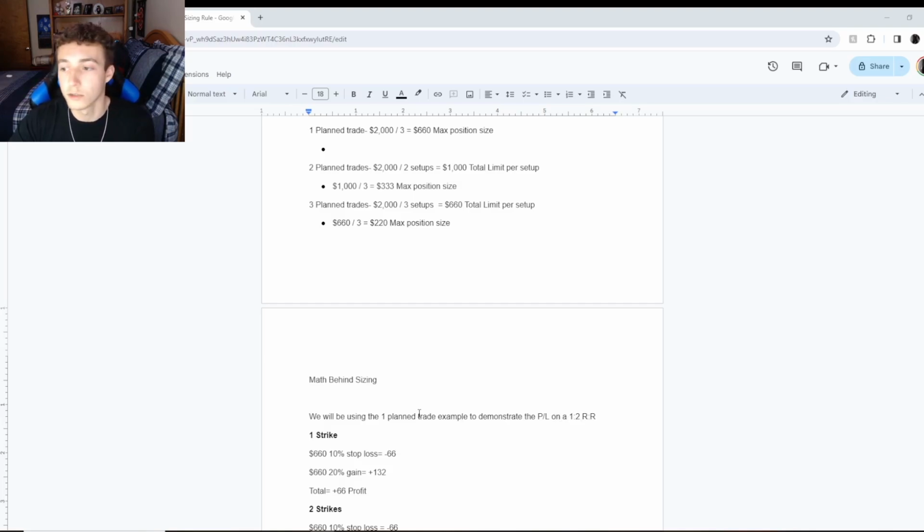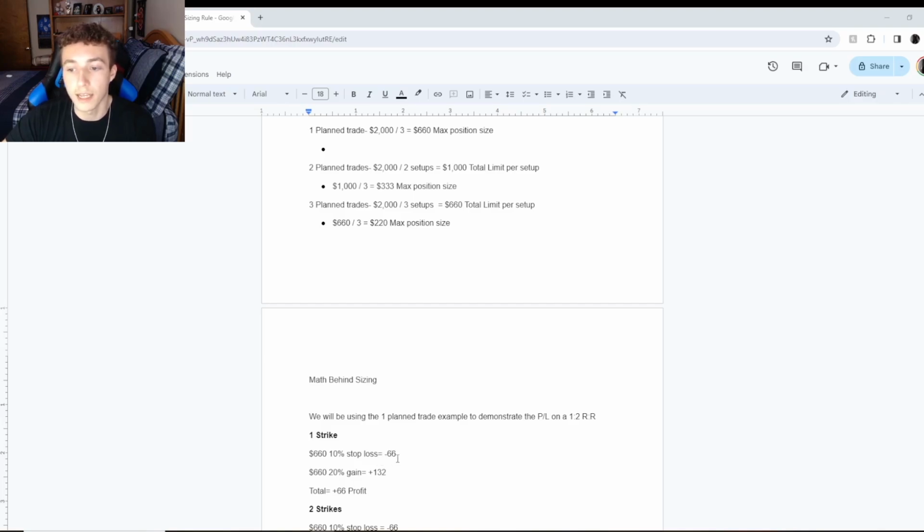Our trades are usually 1-to-3 or more, but we're going to be using this 1-to-2 risk to reward ratio. I'm also going to be using our max stop loss to demonstrate. So if you have 1 strike, that means you take your $660 max position size on your 1 planned trade, with a 10% stop loss, which means you're going to be losing $66.